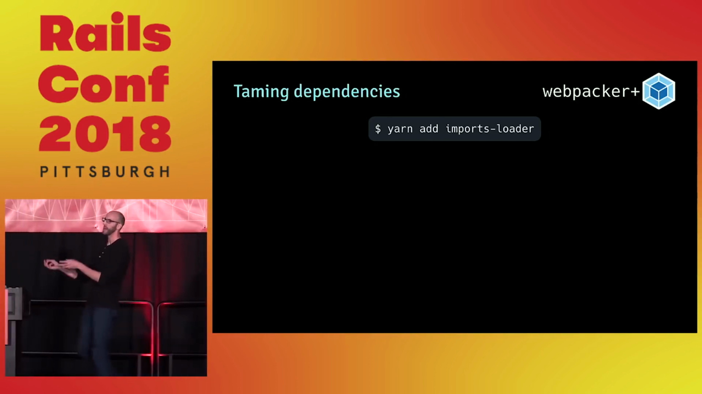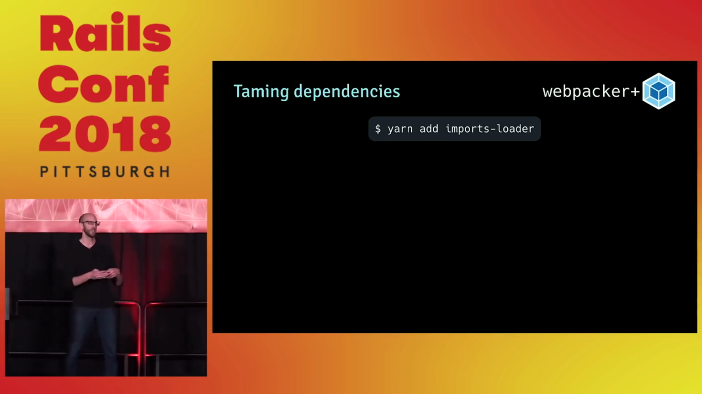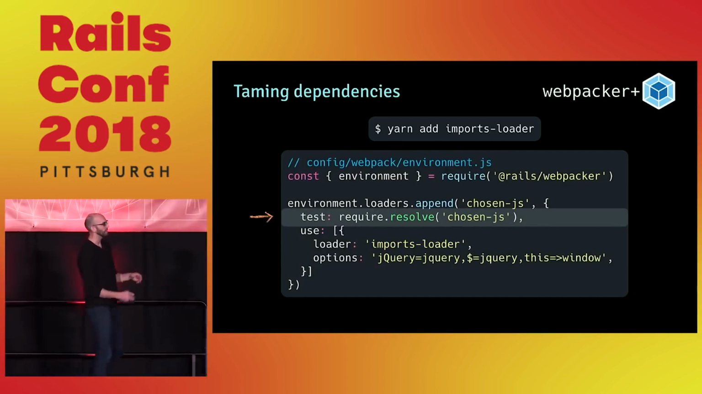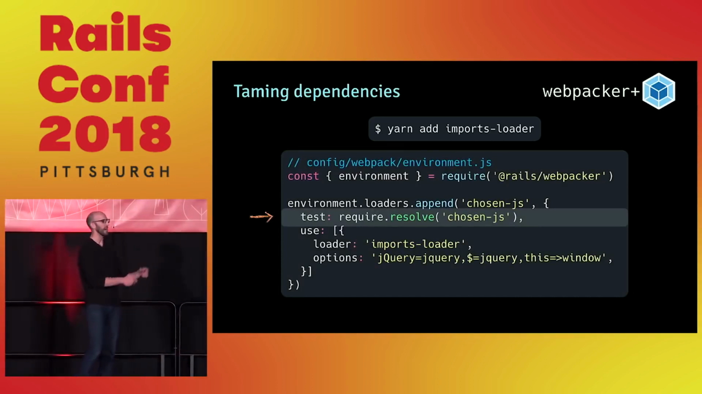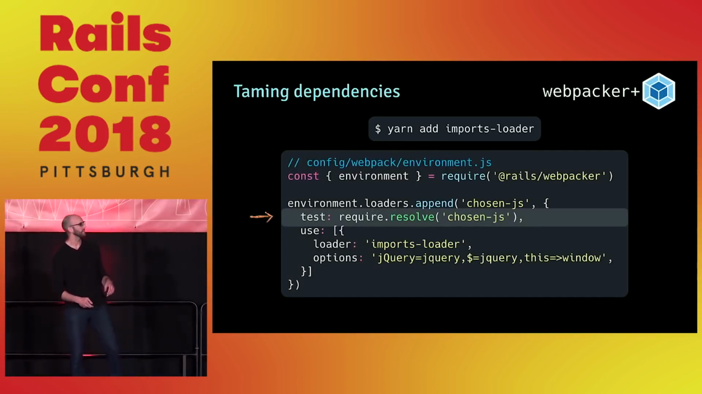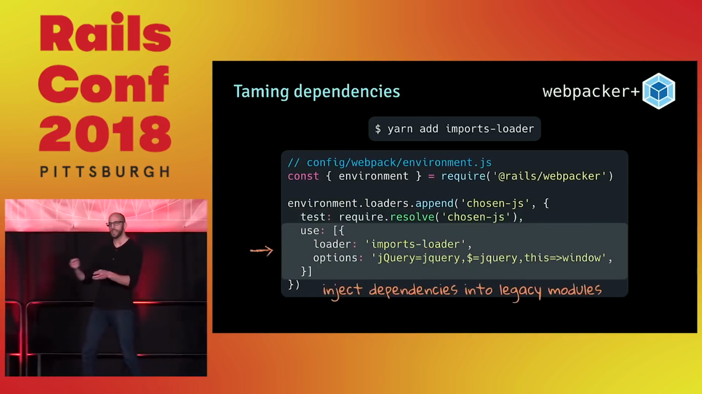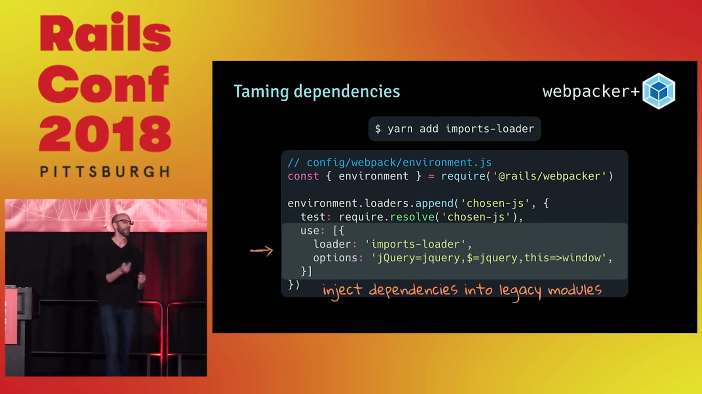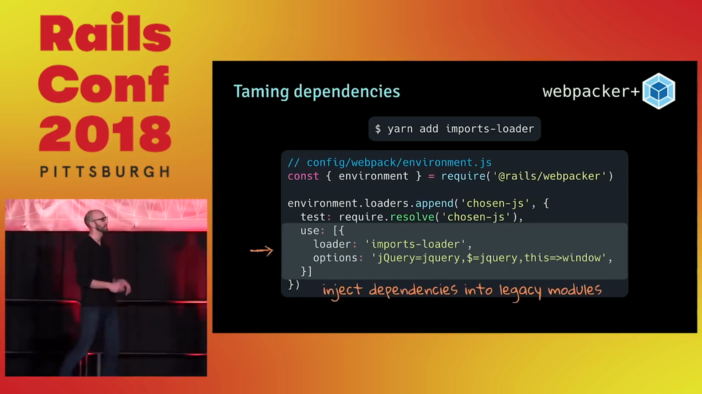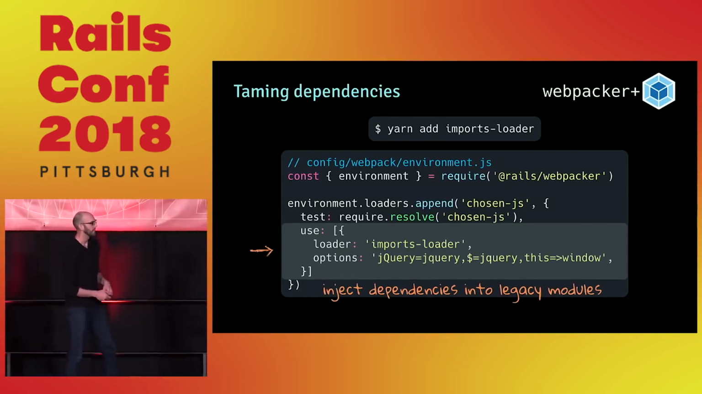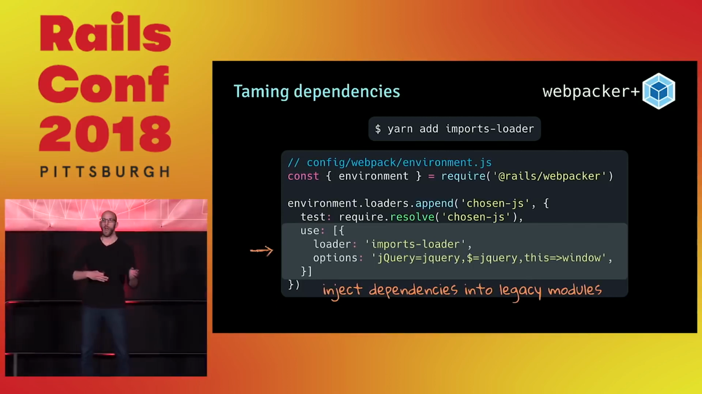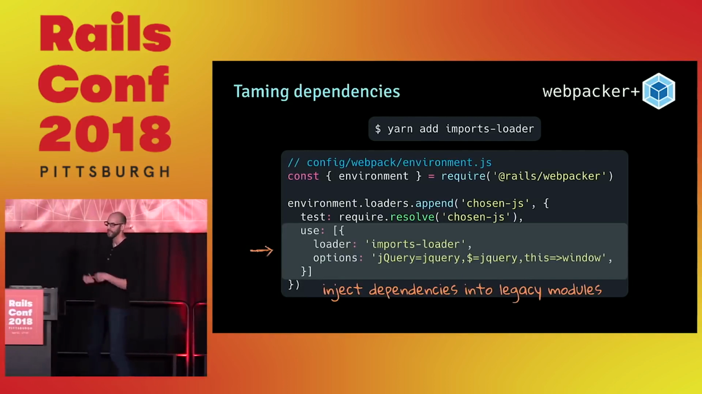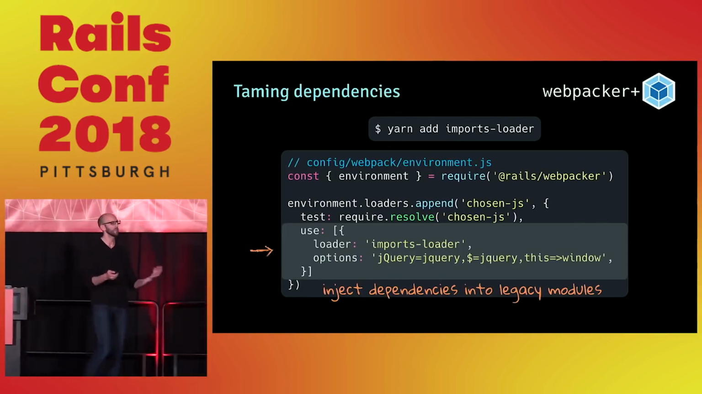This is sort of like applying the universal module definition to an old dependency. And here again is some Webpacker configuration, which says every time we try to import chosen JS, apply the imports loader and replace the jQuery and the dollar reference with an actual import to jQuery instead. That way we can inject the dependencies rather than assume that they're available in the global scope. That way we could start moving away from that typical Sprockets way of looking for things globally.